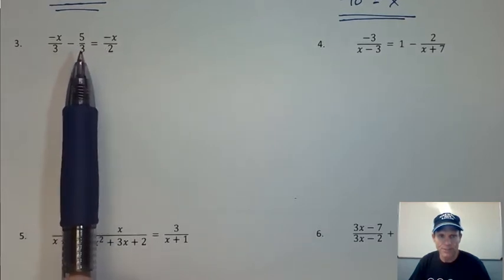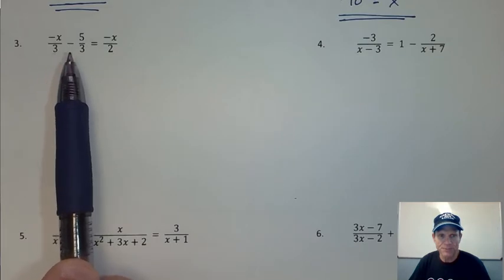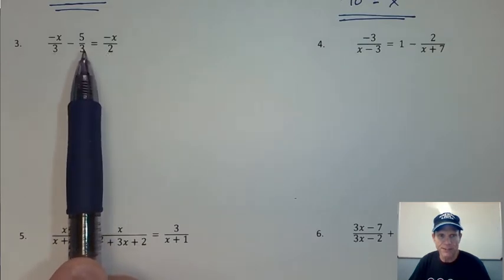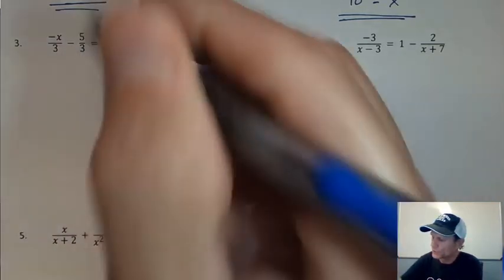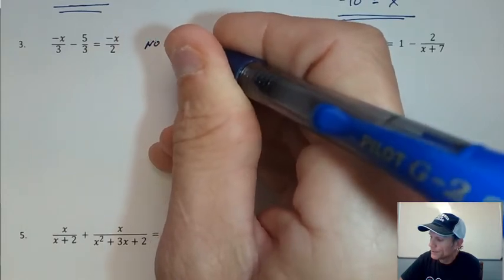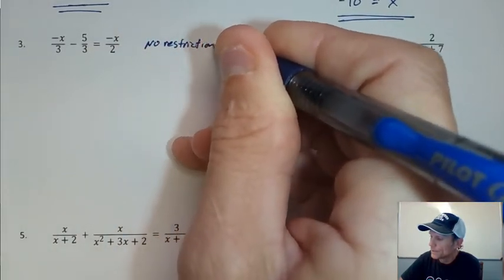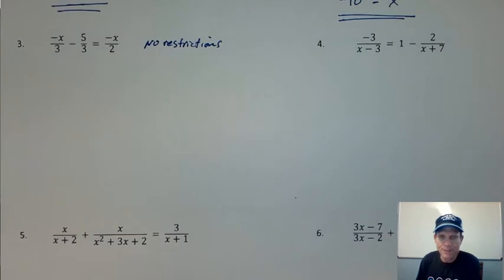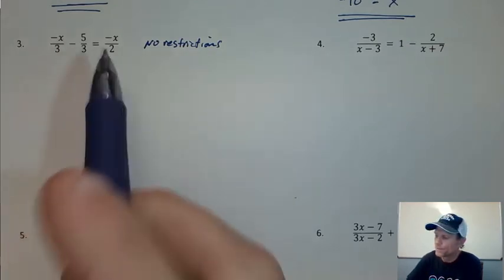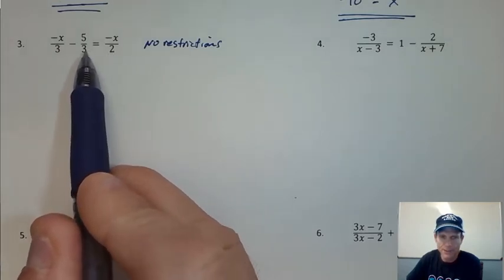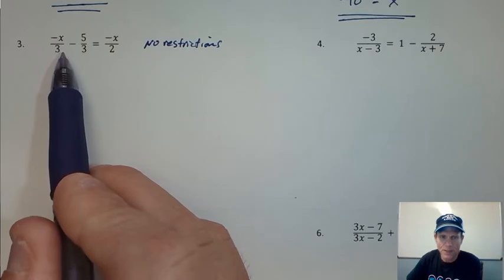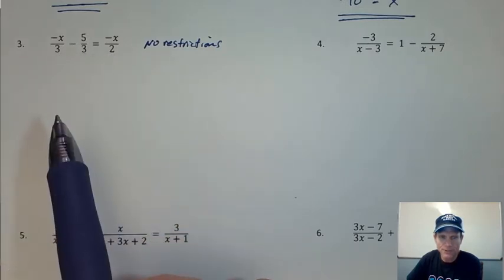Remember what the first step is: to try to find any restrictions. If we look here, there are no variables in the denominators, so this one has no restrictions. The method we're going to use here is similar to what we were doing with complex rational expressions. We're going to look at these denominators and use the LCD, or least common denominator, to help clear out our fractions in this problem.